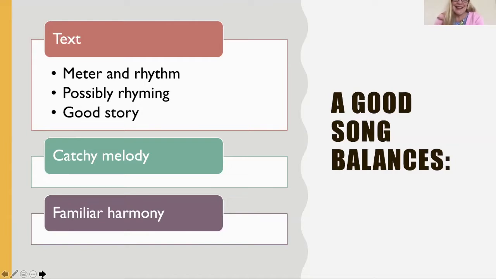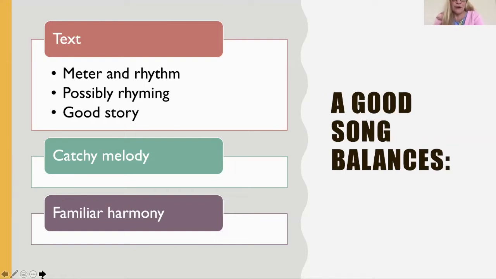But our focus today is on text, meter and rhythm, maybe rhyming scheme, and a good story. All of those elements are very important when you're writing a song. Meter and rhythm sound like something that you would only be dealing with in music, but in fact, it has a lot to do with text as well. Poetry and music are like sisters. Also, rhyming is really important in remembering things.